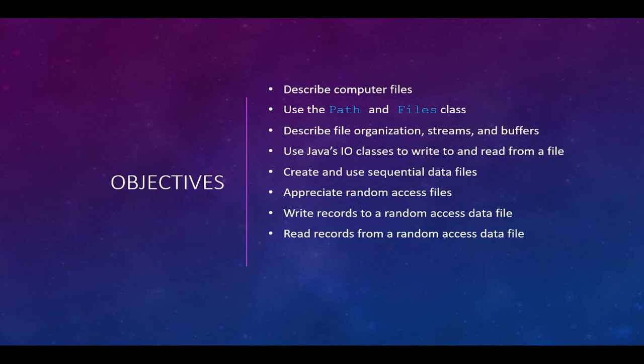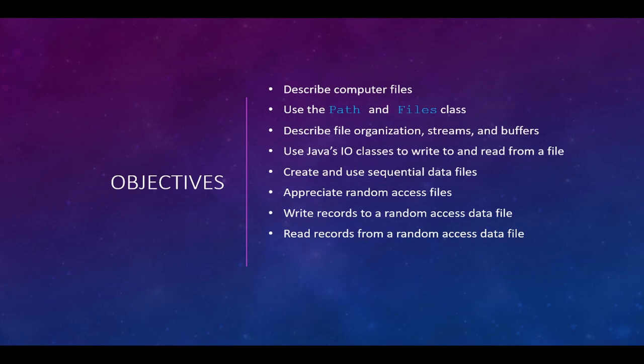Now, when we're talking about files, we're talking about something that is not already within the program. It might be stored on a hard drive or a thumb drive or on a web page. So we're going to learn to use two new classes, one called Path, one called Files. We're going to describe file organization, streams, and buffers, and how they all work together.